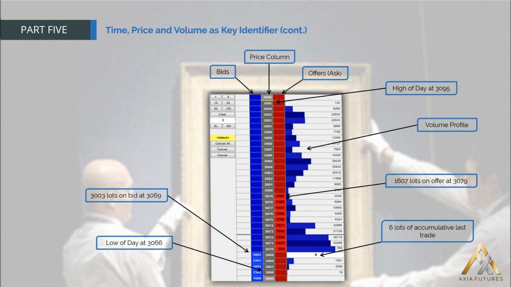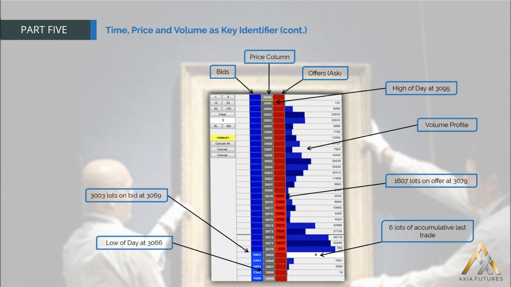Now note, as you can see, just an example, 1,607 lots are on the offer in this example. In other words, there is a seller at the price 30.79 that is willing to sell 1,607 contracts. Now again, as prices move up and down and the volatility picks up and down and the volume picks up and down, this amount of contracts being offered might vary and might change.